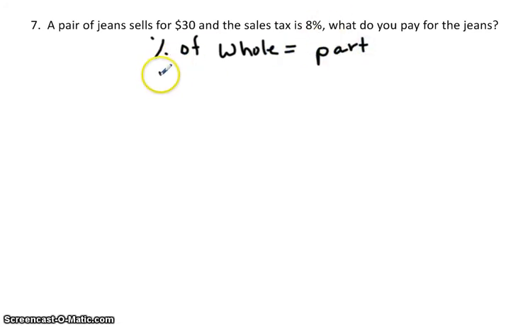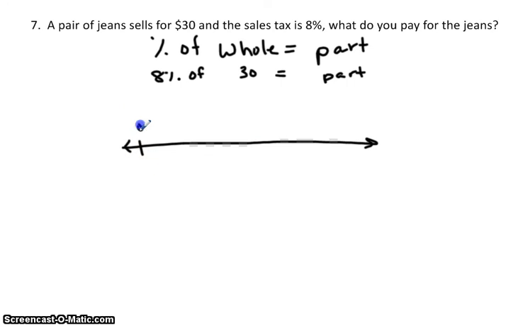So I have to plug in my numbers. I have the percent, it's 8% of. I have to determine if $30 is the whole amount. If a pair of jeans sells for this amount, then $30 is the whole. And we're trying to determine the part. I'm going to go ahead and use a double number line to solve.